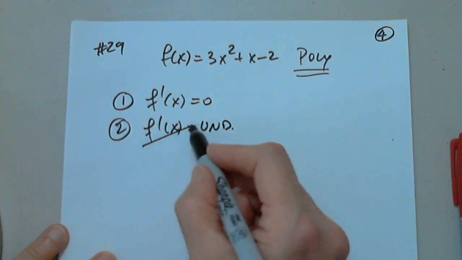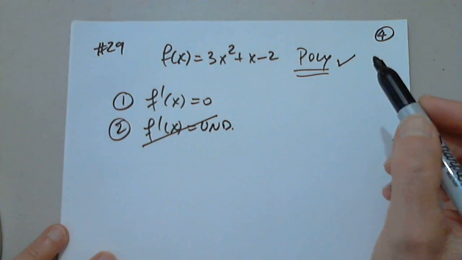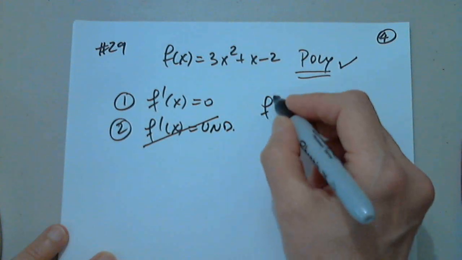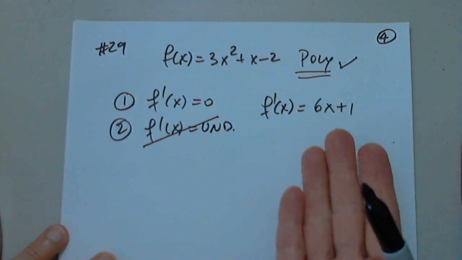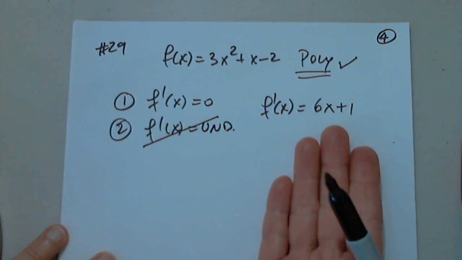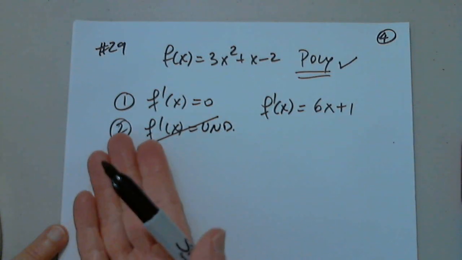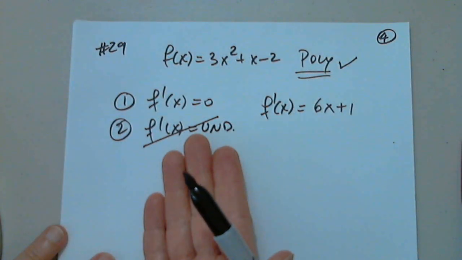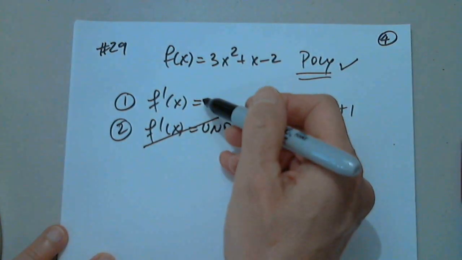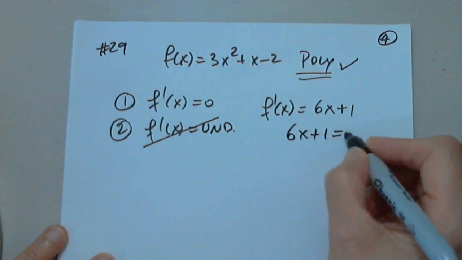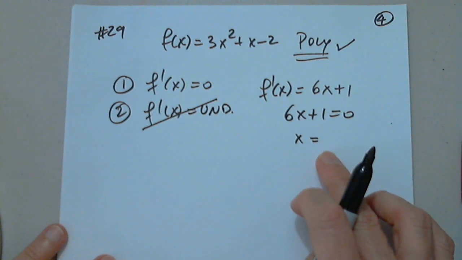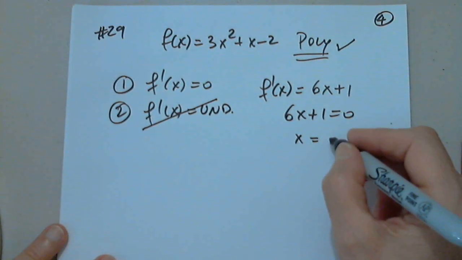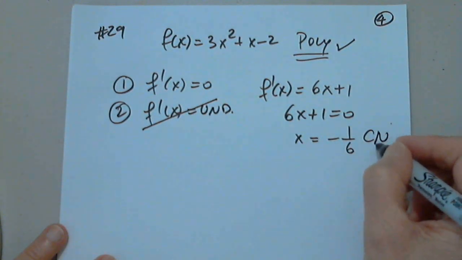We know that this is not possible for polynomials because the first derivative, can anyone give us the first derivative for this function? 6x plus 1? Yes. This will never be undefined. It's not possible. So this second option for polynomials is non-existent. What about the first one? Well, 6x plus 1 equals 0, so x equals? Negative 1/6. Very good. This is definitely a critical number.